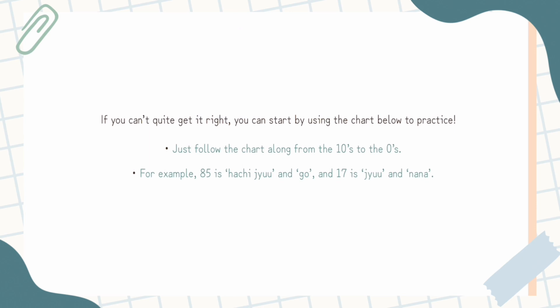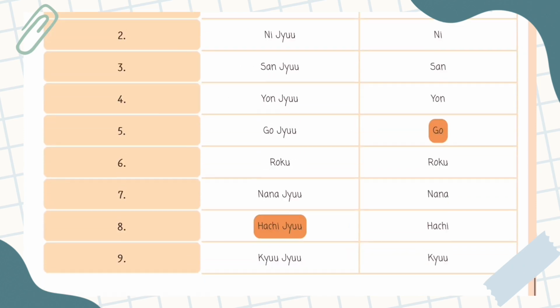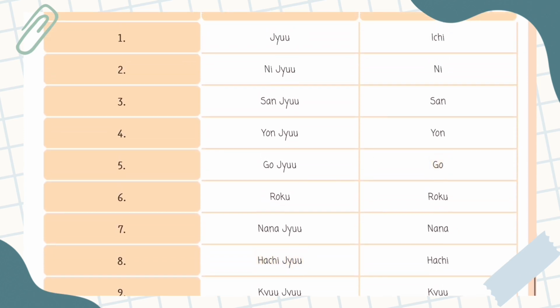If you can't quite get it right, you can start by using the chart I've made below. Just follow the chart along from the tens to the zeros. For example, 85 is hachiju and go, and 17 is ju and nana. So basically, I've highlighted the first example on here. If you find this difficult, you can copy down a little chart like this, or you can go to my website and see mine. It's on Counting to 100.